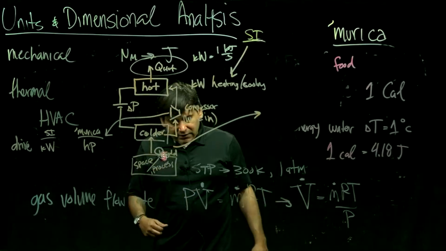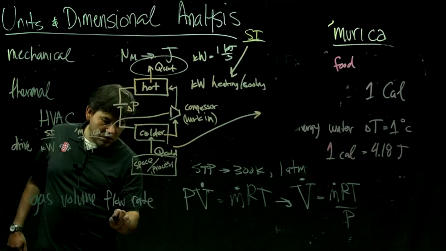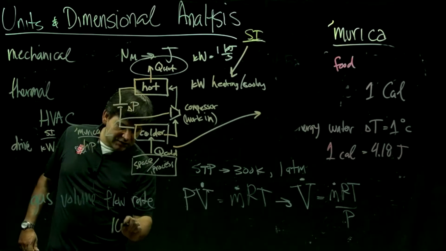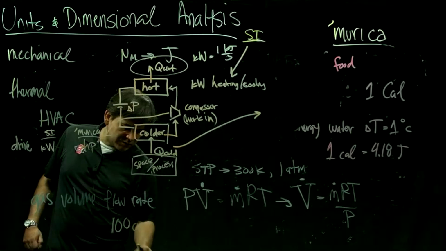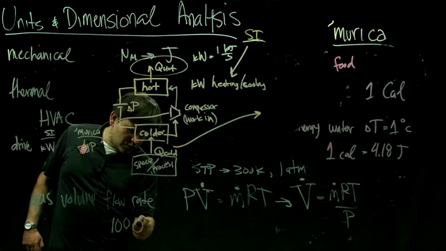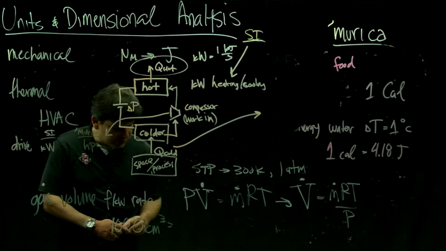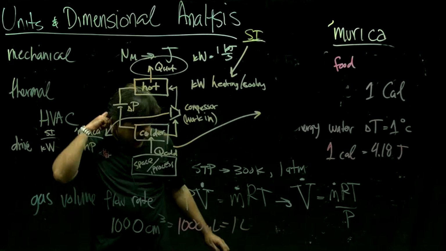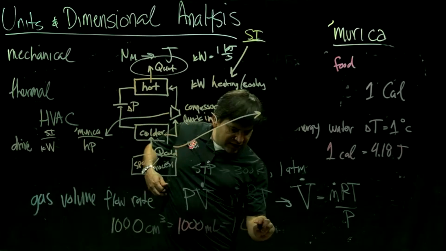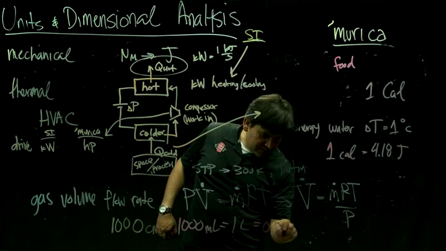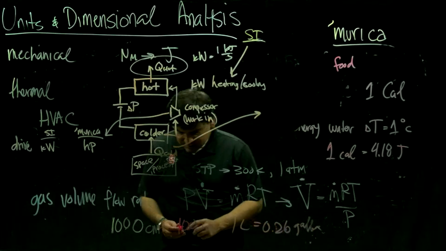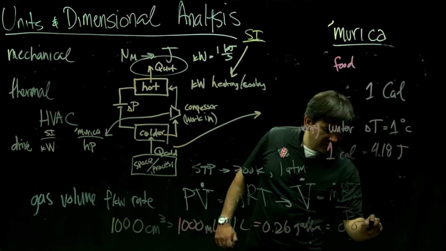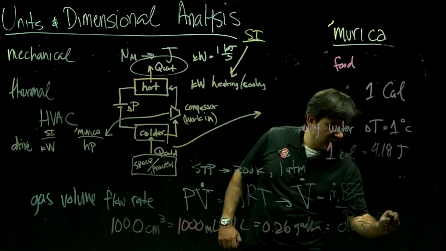And that's why you see a nice thing about SI, you have this 1,000 centimeter cubed equals 1,000 milliliters, 1 liter, and then in terms of gallons, this is America, that equals 0.26 gallons, which is 0.035 cubic feet.